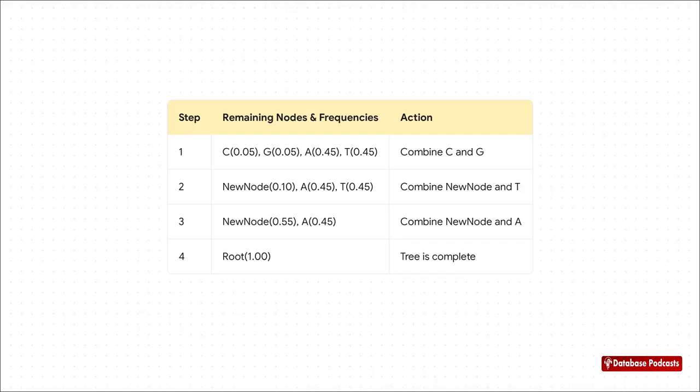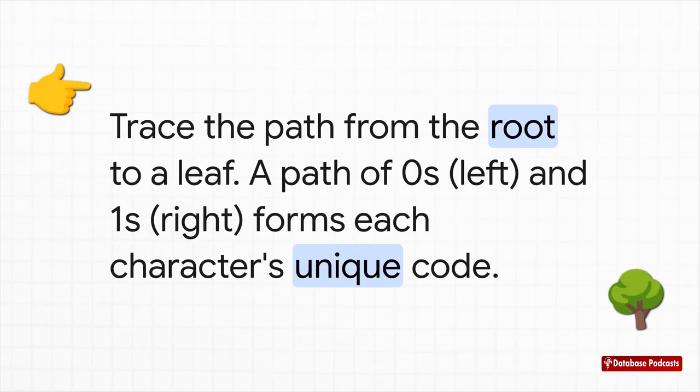Okay, so we start with our 4 characters. The greedy choice here is to combine C and G, right? Their frequencies are the lowest. Then, we combine that new node with T, because that new node and T now have the lowest frequencies. And finally, we merge the last 2 nodes left to create the root of the tree. And this is the result.